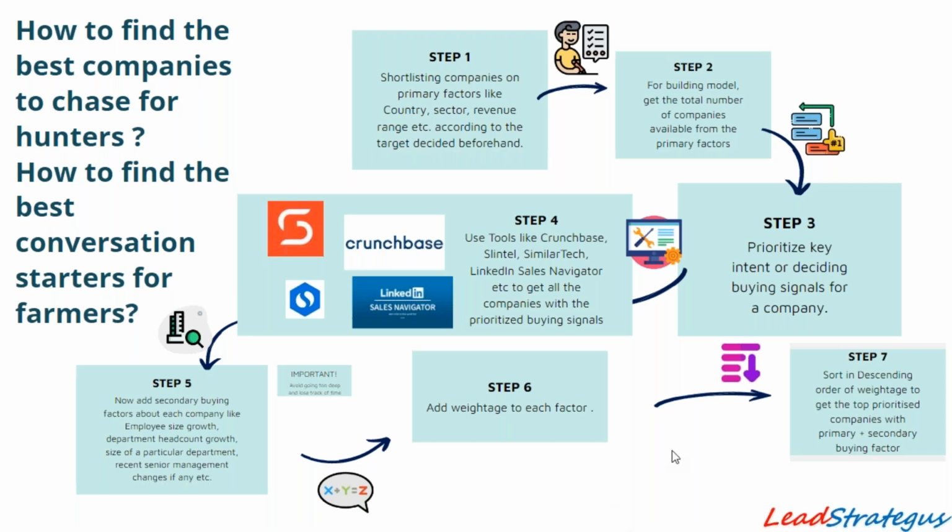And then we built our own very simple model where you'd look at all these factors, give a weightage, and then say, look, these 100 companies make the maximum sense for you to chase next month, not those 400, because these companies are giving the maximum buying signals. And this is how we build the company list for us to go after.